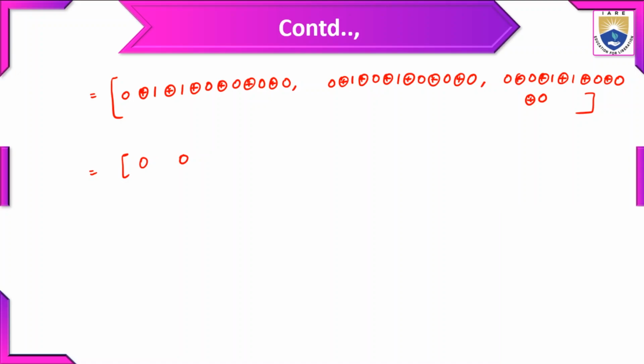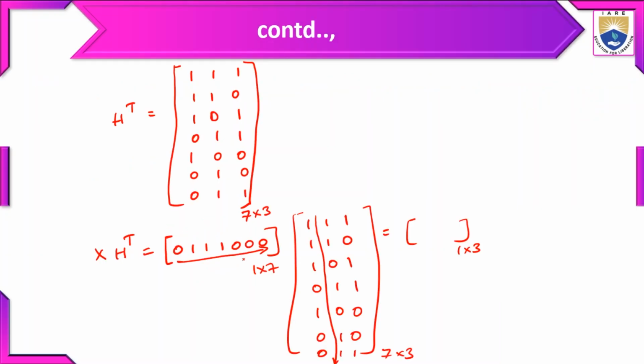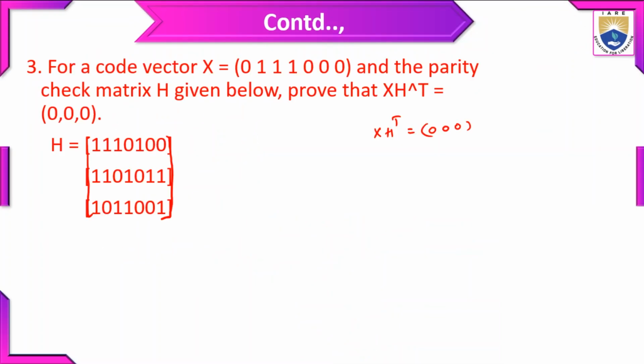Coming to the third column. 0 XOR 0, 0. 0 XOR 1, 1. 1 XOR 1, 0. 0 XOR 0, 0. 0 XOR 0, 0. Again 0 XOR 0, 0. So this is 1 by 3. So X into H transpose is equal to 0 0 0. Have you proved it or not? Yes, X into H transpose is equal to 0.